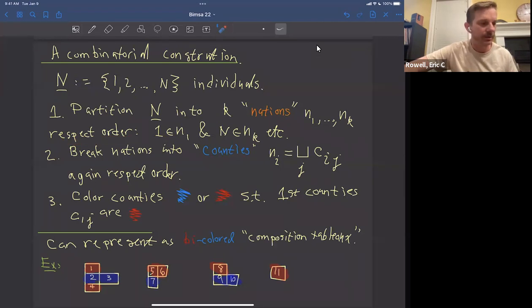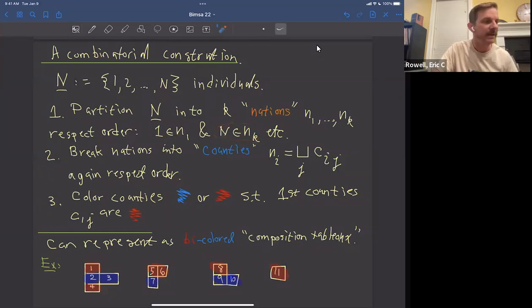In other words, individual 1 is in nation 1, individual 2, if nation 1 has more than one person, is also in nation 1, etc. So nation 1 has the first bunch of people, and then of course the last person, individual n, is in the last of the nations.